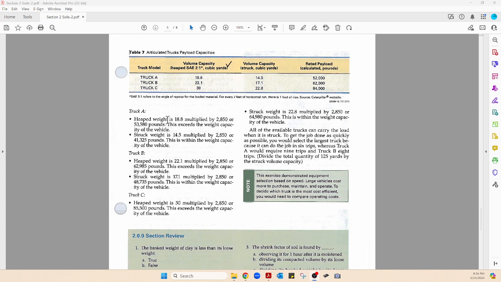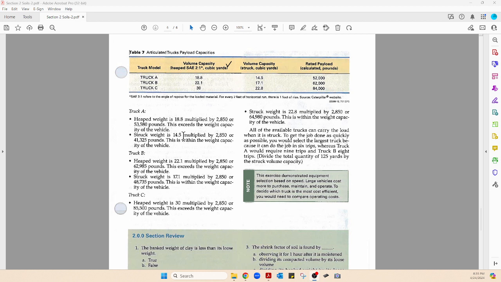Now, remember what I said I did in the very, very beginning. I didn't do it like this, but let's see what they did. They took the heap weight of truck A right here, 18.8, and multiplied it times 2850, and they got 53,580 pounds. Now, that I think exceeds the weight capacity of the vehicle.